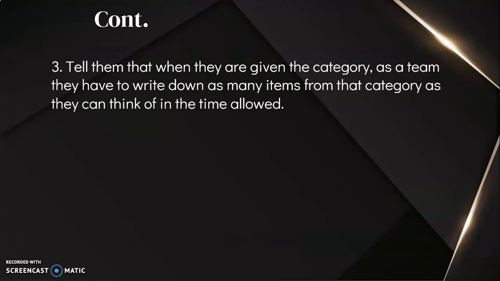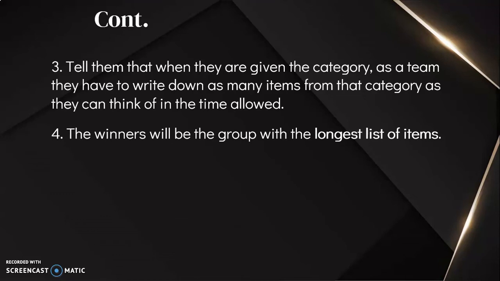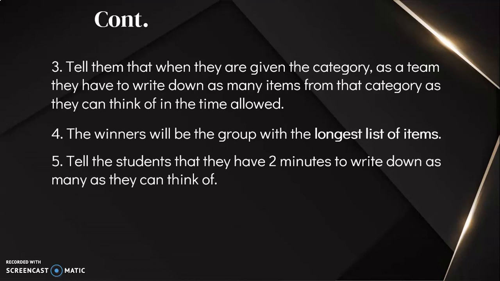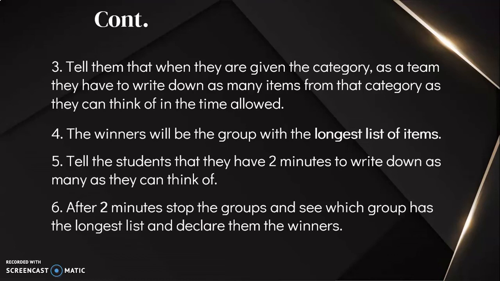Step 3, tell them that when they are given the category as a team, they have to write down as many items from that category as they can think of in the time allowed. The winners will be the group with the longest list of items. Tell the students that they have 2 minutes to write down as many as they can think of. So step 6, after 2 minutes, stop the groups and see which group has the longest list and then declare them the winners of the game.